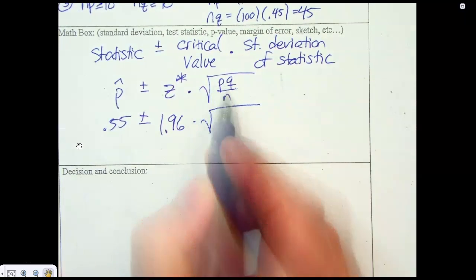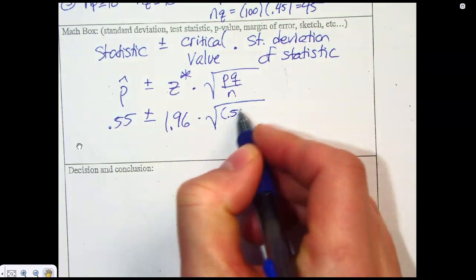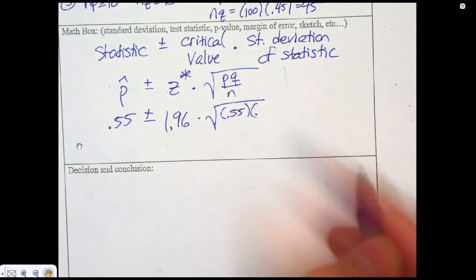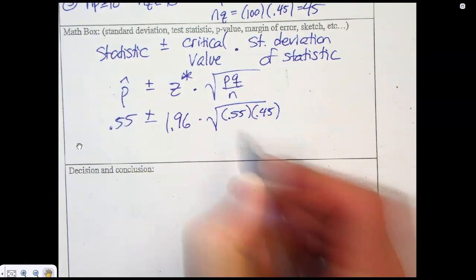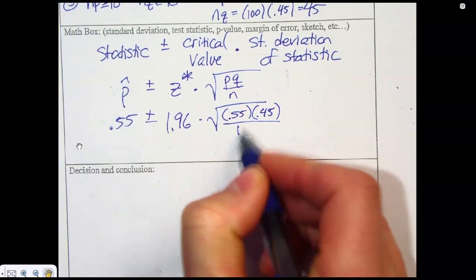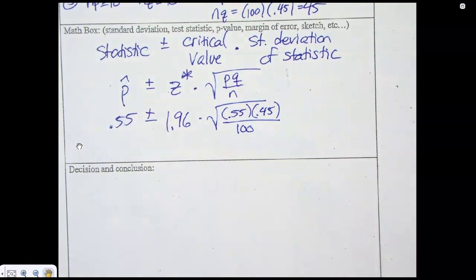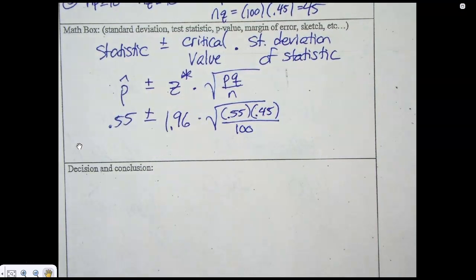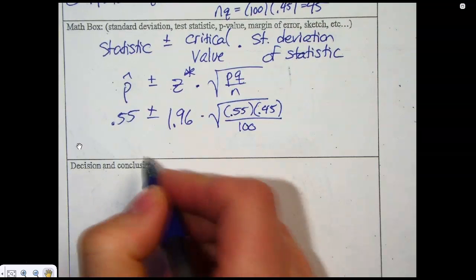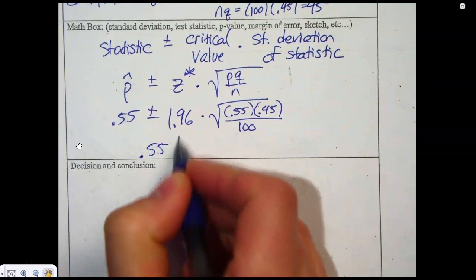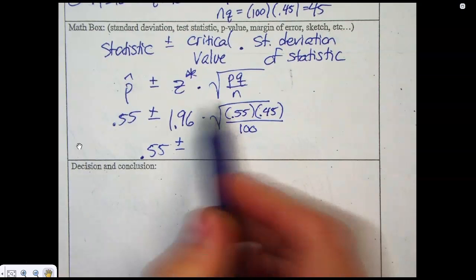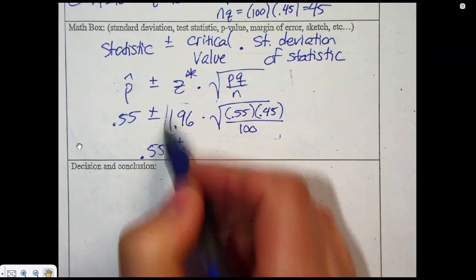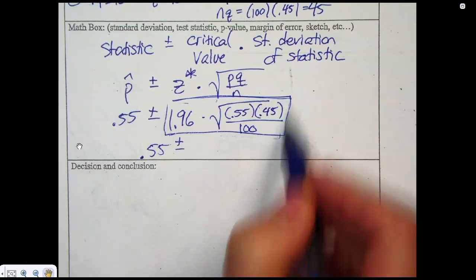Fill in this stuff. So P is 0.55, Q is 0.45, N is 100. So now you're going to go 0.55 plus or minus, and you've got to do some math. I want you to figure out what all of this comes out to be.